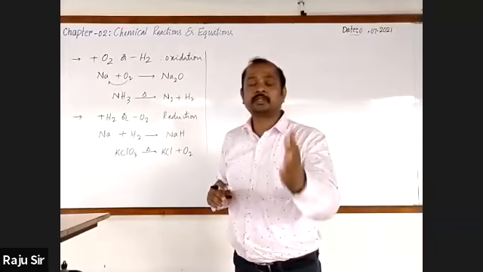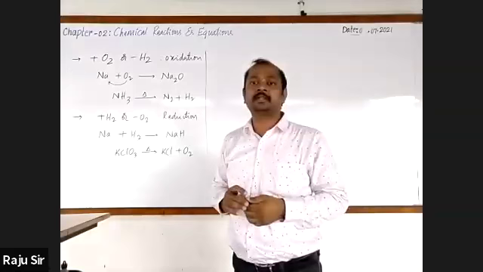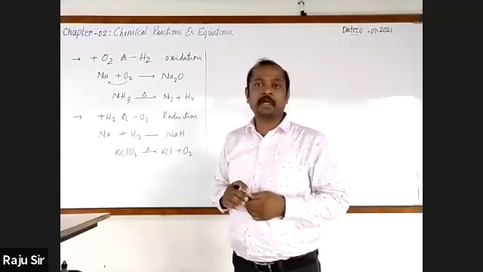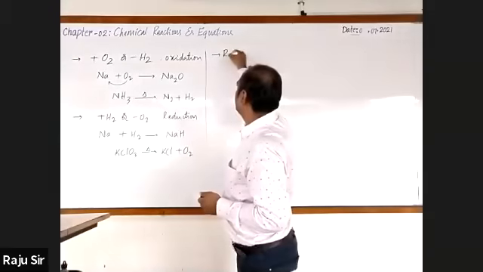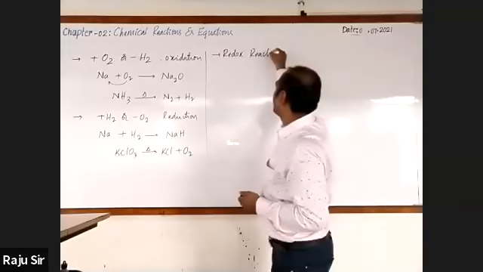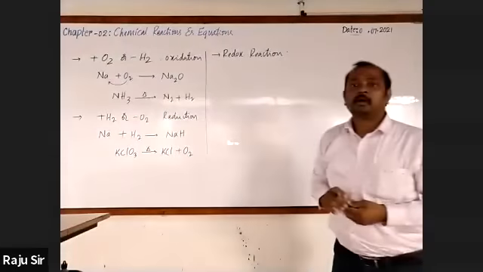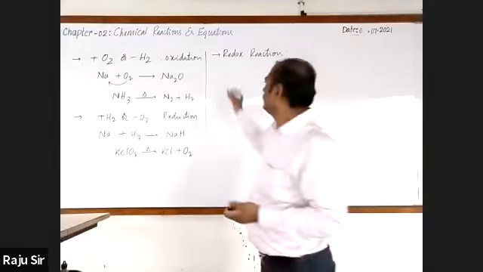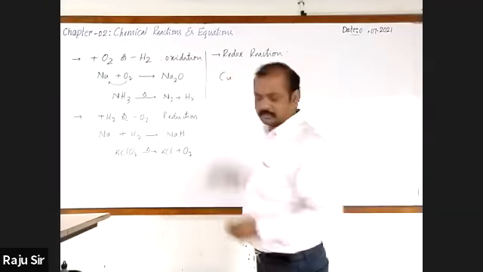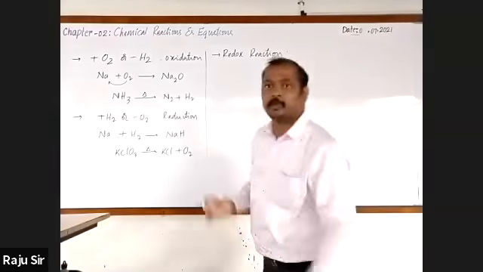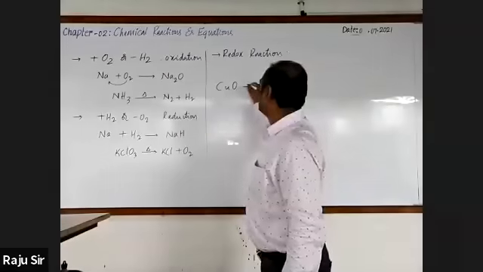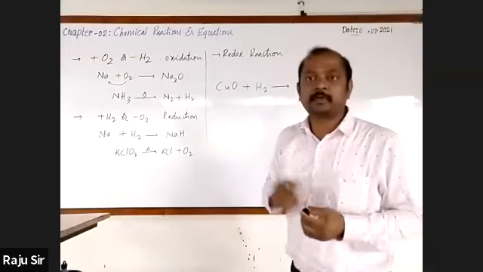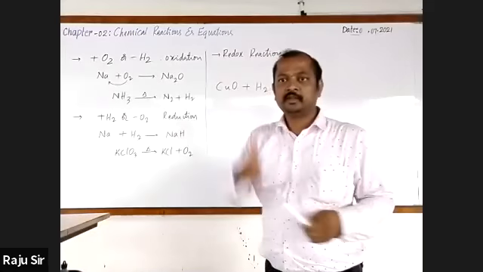Next, there are some chemical reactions in which both oxidation and reduction take place simultaneously, and we call such chemical reactions as redox reaction, which is the combination of oxidation and reduction. Even yesterday we took a simple example for that. It is copper oxide. When copper oxide reacts with hydrogen, we know that the displacement reaction takes place. Is it not? Yes or no?